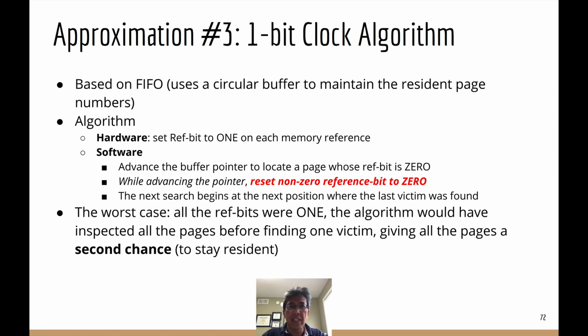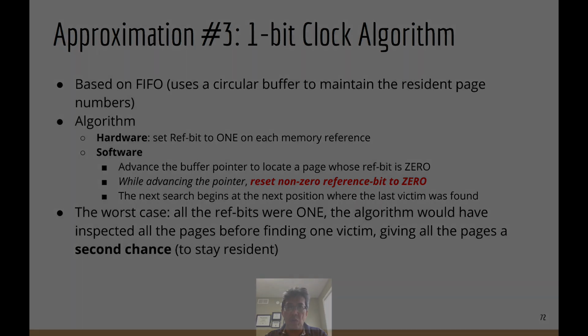As always, the memory hardware will set the reference bit to 1 every time a page is referenced. And then the software will search for a victim page by moving the pointer around. Whenever the algorithm finds a page with reference bit 1, it will reset that reference bit to 0.